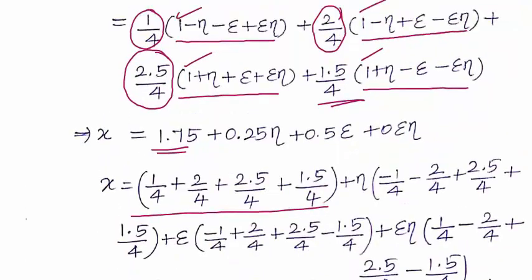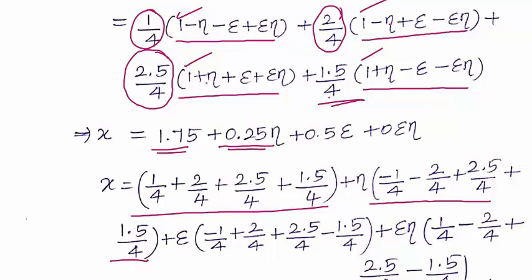Next, considering the coefficients of eta, in the first term, the coefficient of eta is minus 1 by 4. In the second term, the coefficient of eta is minus 2 by 4. In the third term, the coefficient of eta is 2.5 by 4. In the fourth term, the coefficient of eta is 1.5 by 4. By grouping all the coefficients of eta, it will be 0.25 eta.